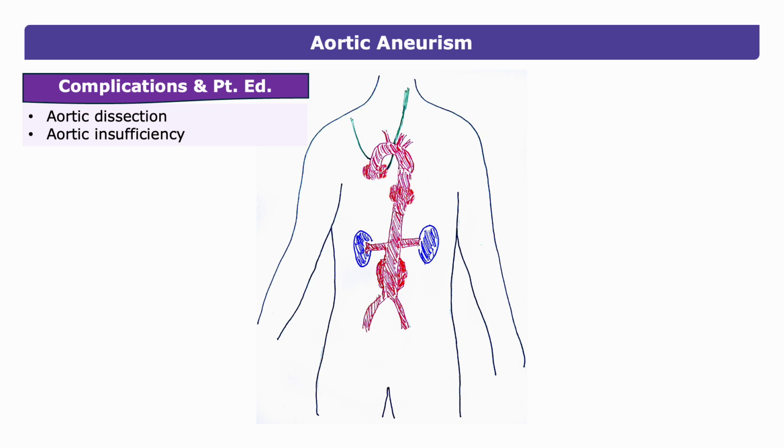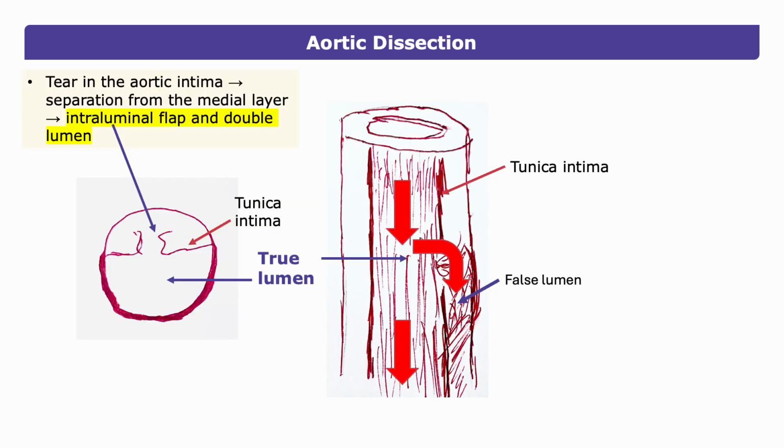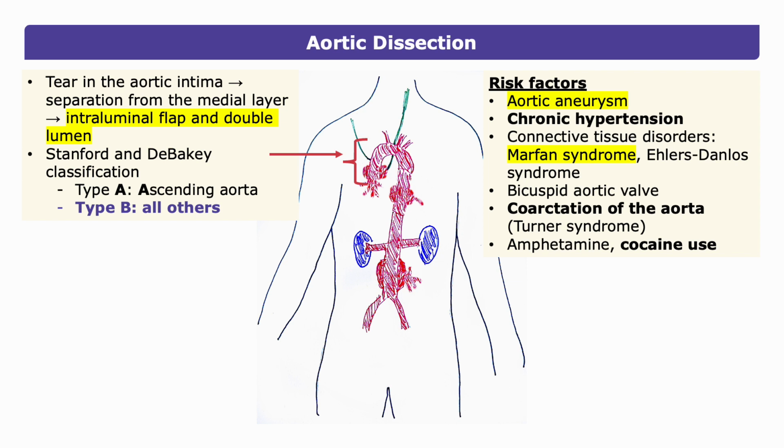Complications of an aortic aneurysm include aortic dissection and aortic insufficiency. An aortic dissection occurs when there is a tear in the aortic intima, causing a separation from the medial layer and therefore creating a second or false lumen. Thoracic aortic dissections are classified based on the Stanford and the DeBakey classification. Type A is going to be for ascending aorta dissections. So A for ascending and type B for everything else.